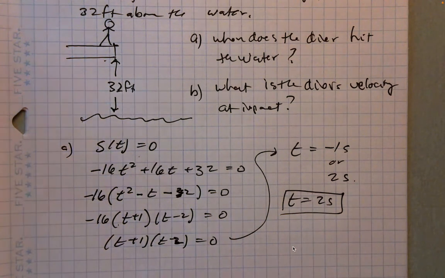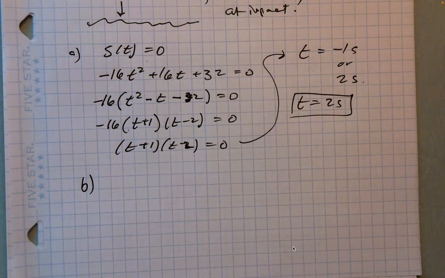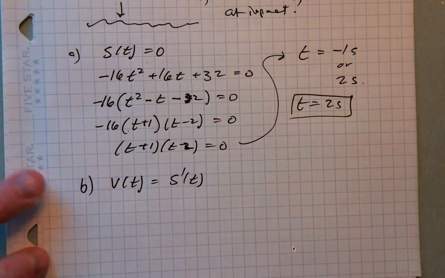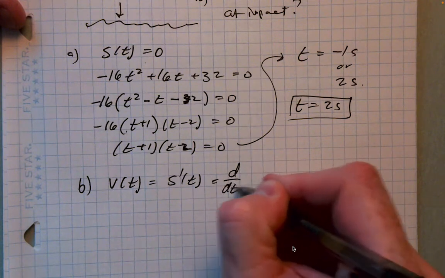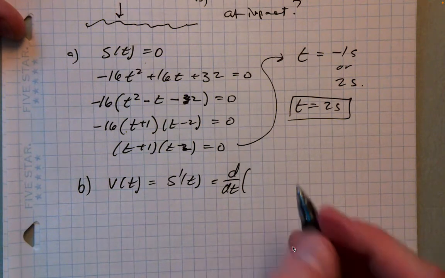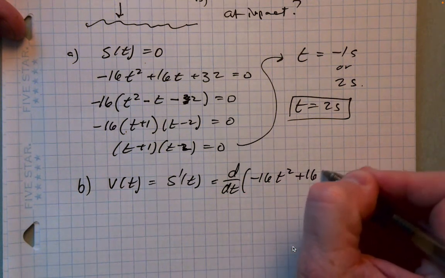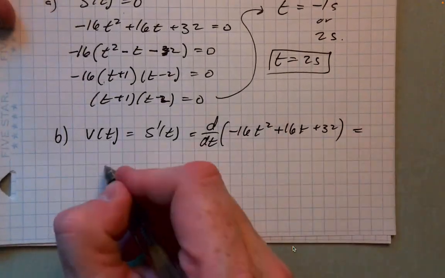Okay, now the question is, what's this diver's velocity when he hits the water? So how do we know that? Well, we're going to need the velocity function, aren't we? So we know that the velocity function is the derivative of the position function. So it's going to be equal to d/dt of whatever s is, right? So we can plug in negative 16t squared plus 16t plus 32. It's a simple polynomial, no problem.